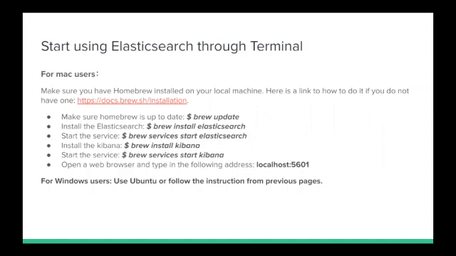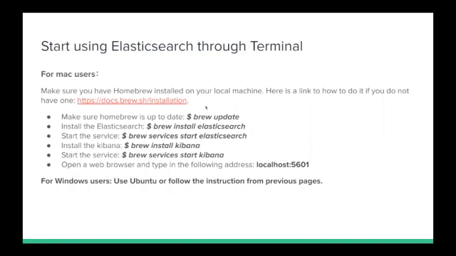First, make sure you have Homebrew installed on your local machine. Here will be a quick link for you to download and install Homebrew if you don't have it yet on your local machine. It's pretty straightforward, so you will get to there. And the first thing after you install Homebrew on your local machine, open up a terminal. You of course know where the terminal is.